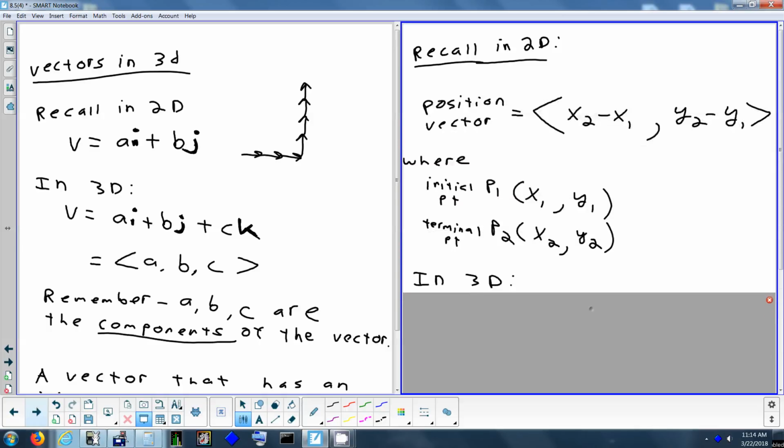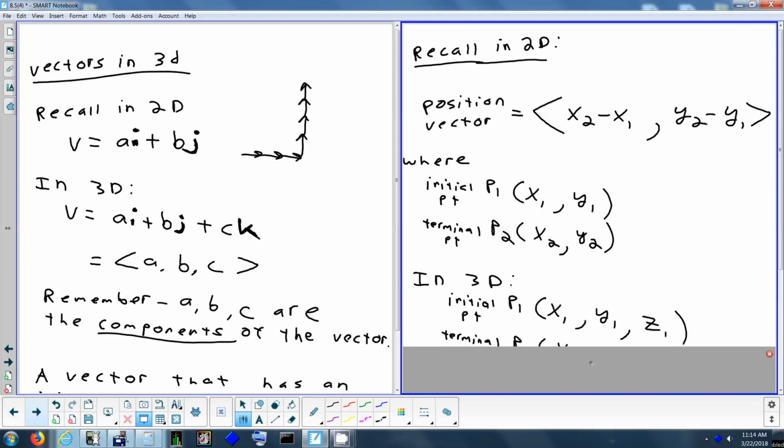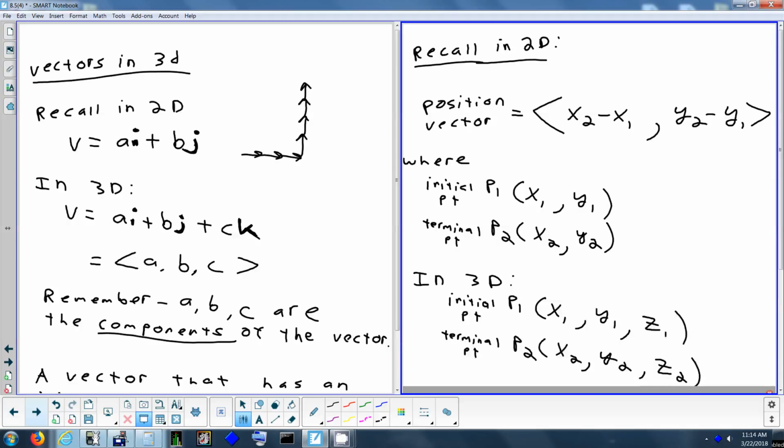Now in 3D, we're no longer going to have a coordinate that just has an x and a y value. Our coordinates in 3D are now going to also have a z value. So in 2D, you call those ordered pairs. In 3D, we call those ordered triples. So your initial point would have an x, a y, and a z value, and your terminal point would have an x, a y, and a z value.